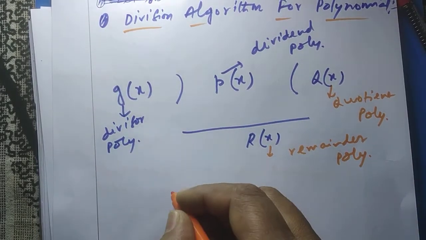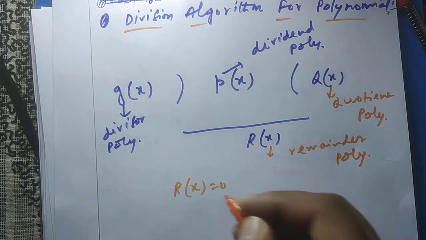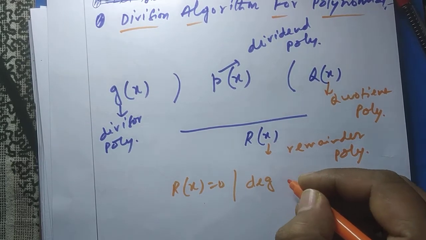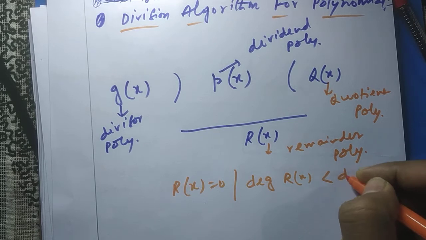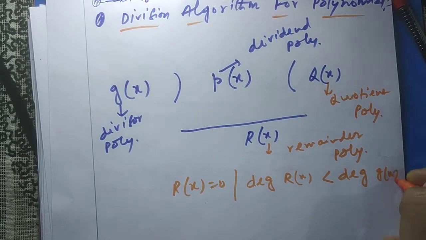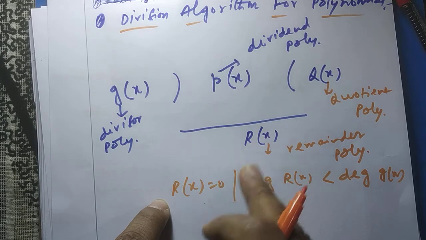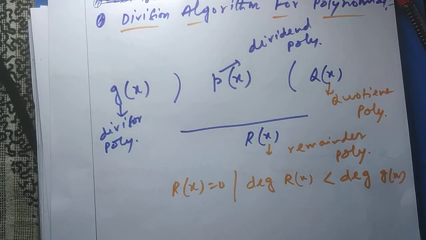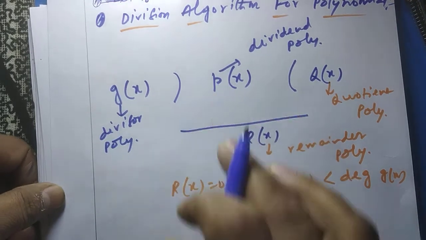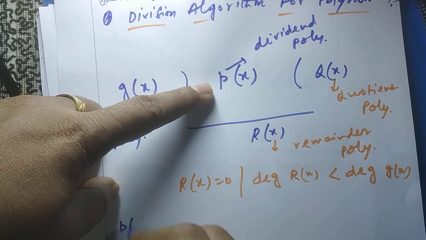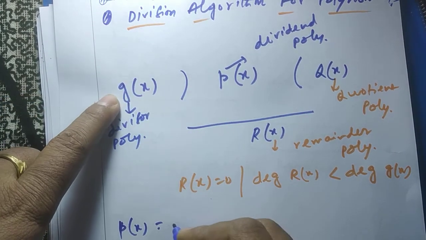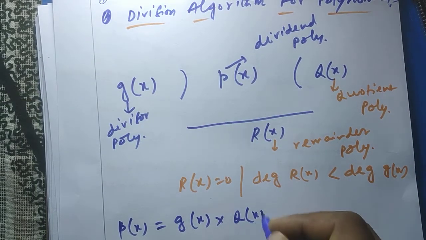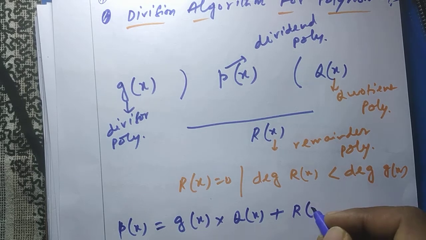Here obviously this remainder may be 0 or its degree may be less than the degree of the divisor. What I said? The remainder may be 0 or the degree of the remainder may be less than the degree of the divisor. Now from here we can say this p of x will be equal to g of x into quotient q of x plus the remainder r of x.